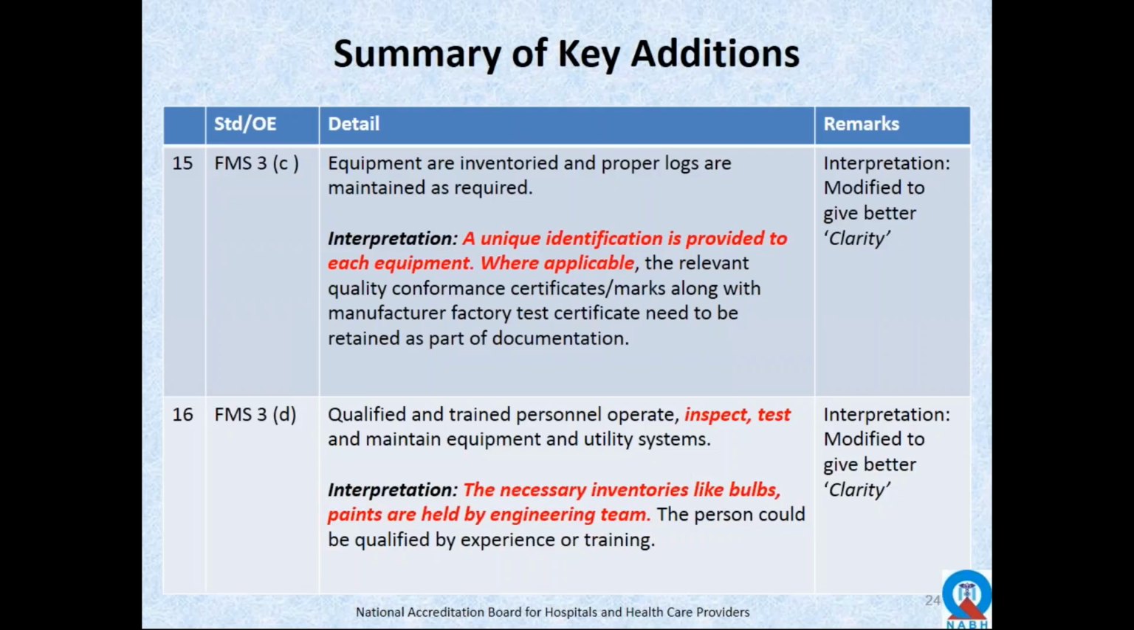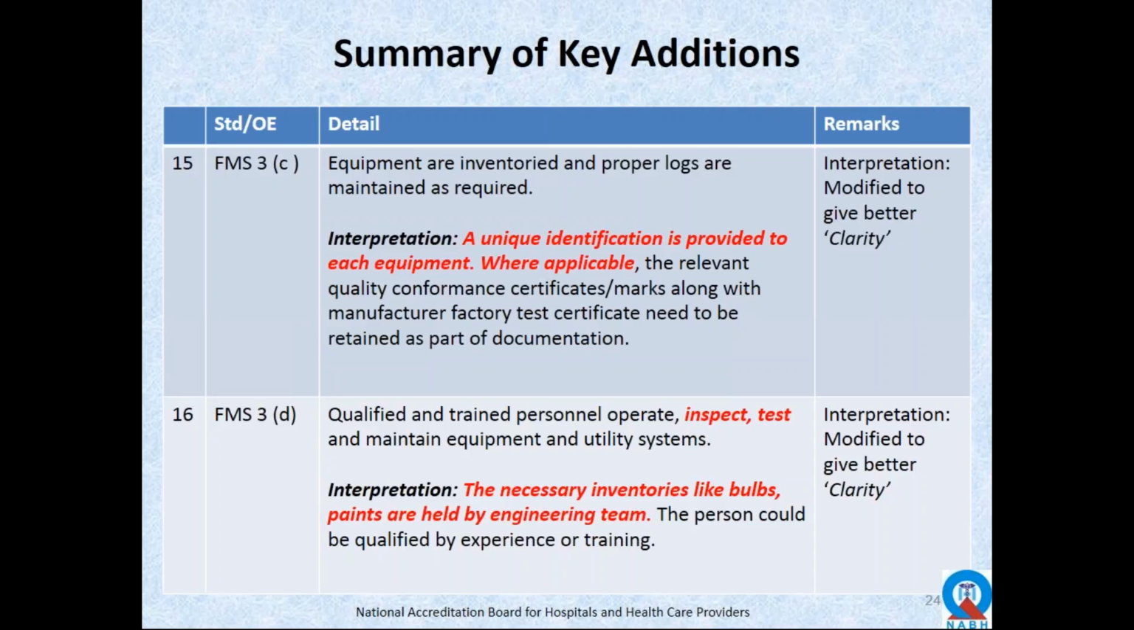FMS 3C: the equipment are inventoried and proper logs are maintained as required, and this interpretation has been modified to mention that a unique identification is provided to each equipment where applicable, and where applicable, the relevant quality conformance certificates also should be retained. Now this is regarding the engineering equipment.